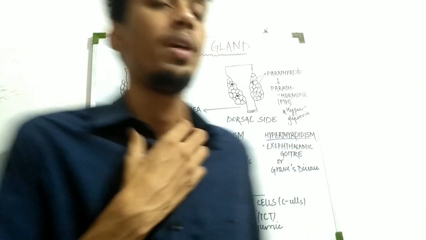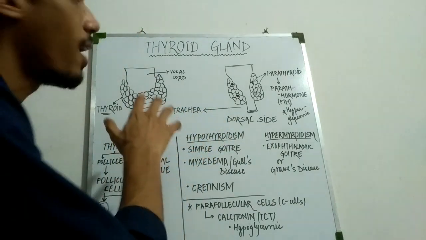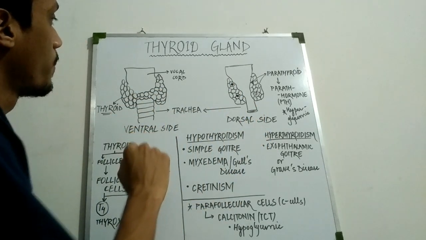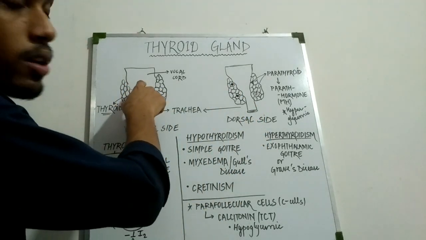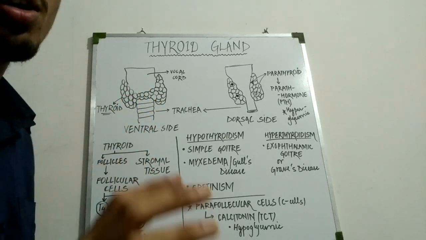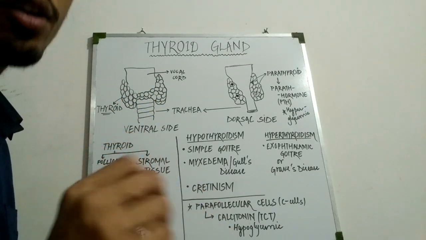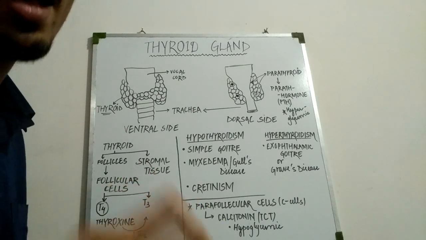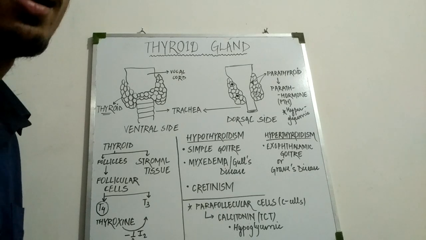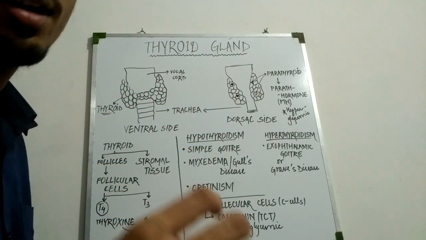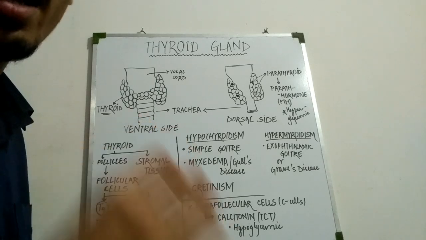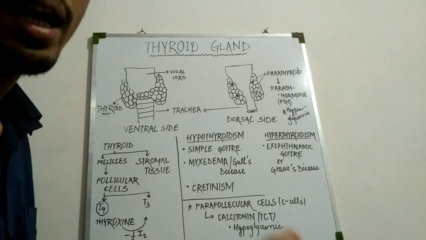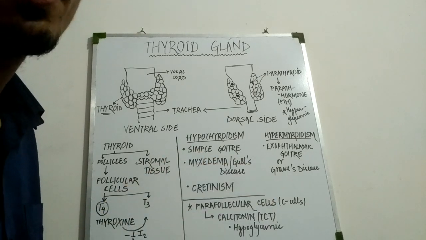Here are the diagrams representing the thyroid gland, the ventral side of the body and the dorsal side of the body. This is the vocal cord. The vocal cords are a set of cords situated inside the sound box, which is known as larynx, also present in the neck region of the body. Just below it is the position of the thyroid gland on the ventral side of the trachea.